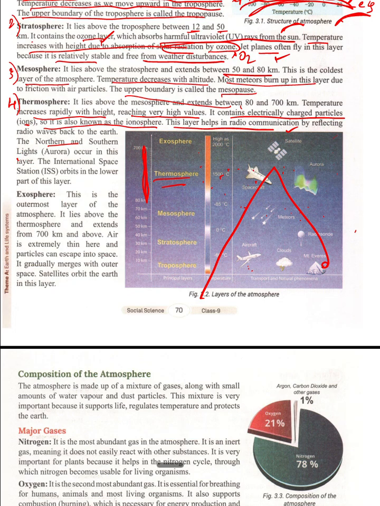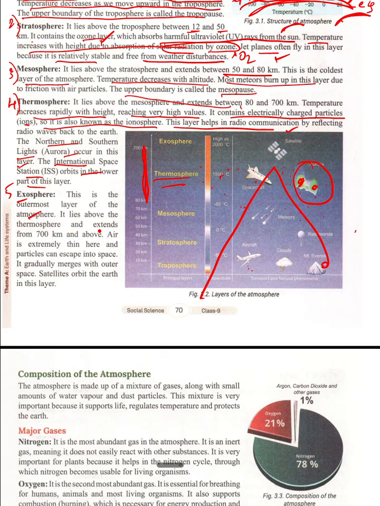Northern and southern lights, the colorful lights you can see over here. The northern and southern lights, aurora, occur in this layer because of the charged atoms. The International Space Station orbits in the lower part of this layer. So coming to the exosphere, the fifth and outermost layer of the atmosphere.